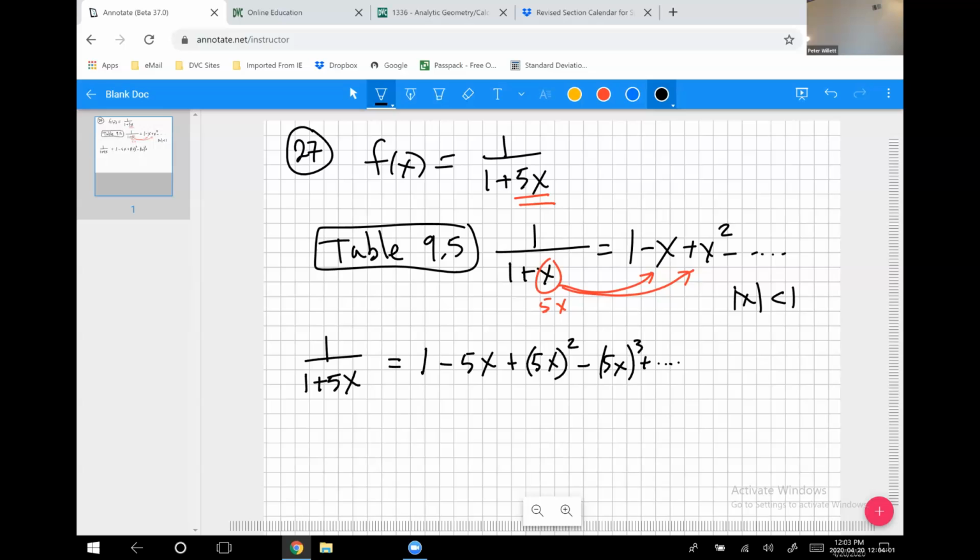And you could apply the powers to some of those 5s to get those coefficients, and this is going to be true whenever the absolute value of 5x is less than 1, which instead translates into the absolute value of x being less than 1/5. So that gives us our radius of convergence is 1/5 instead of 1, and it gives us our new power series.